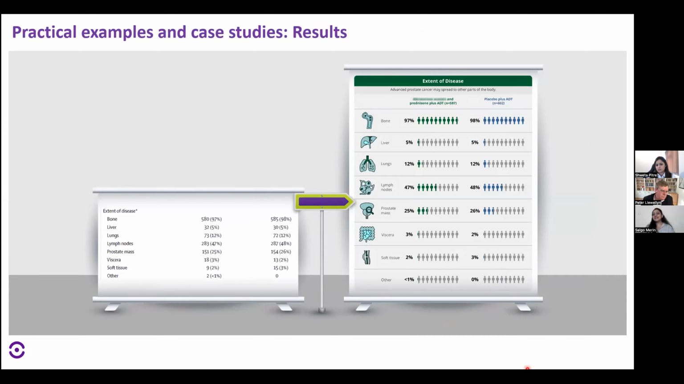Now results is the most important part in every manuscript. Everybody wants to know what happened, at the end of the day. So over here, what we have tried to do is visualize these results for the non-specialist audience. On the left-hand side, this is a snapshot taken from the table in the manuscript. We have tried to visualize it as much as possible.